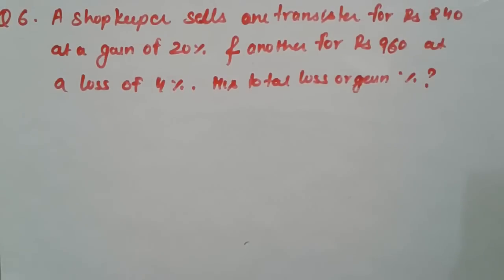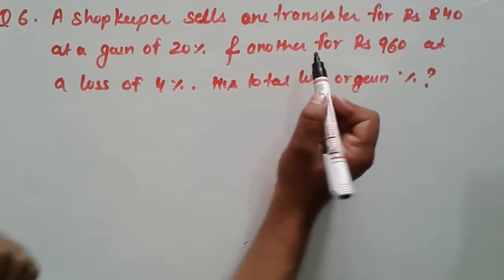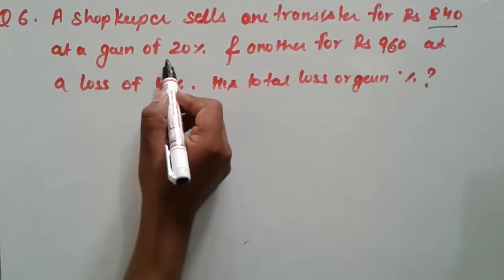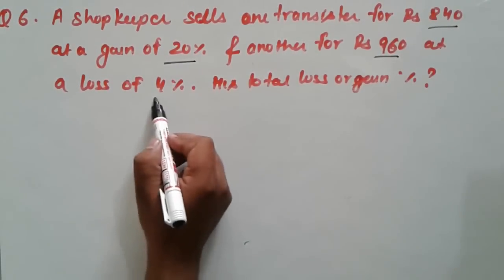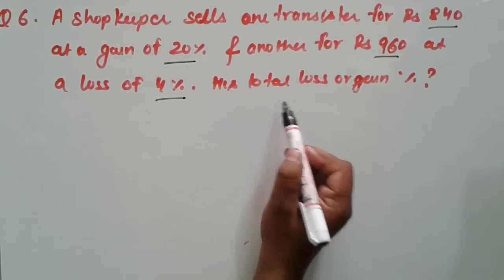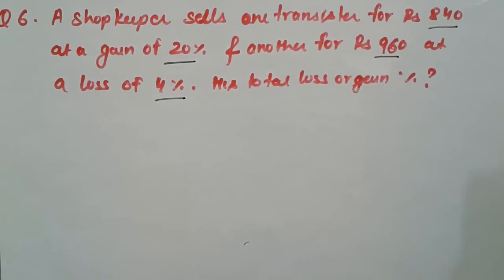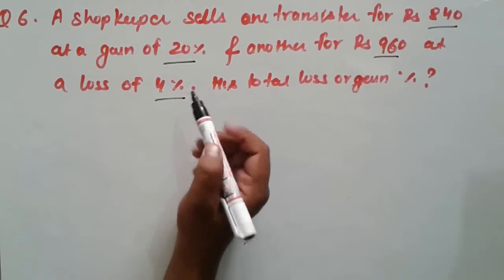Okay, so friends, here is the last question. A shopkeeper sells one transistor for rupees 840 at a gain of 20%, and another for rupees 960 at a loss of 4%. Okay, so we have to calculate the total loss or gain percentage. So we will calculate total cost price and total selling price with the help of gain or loss percentage.